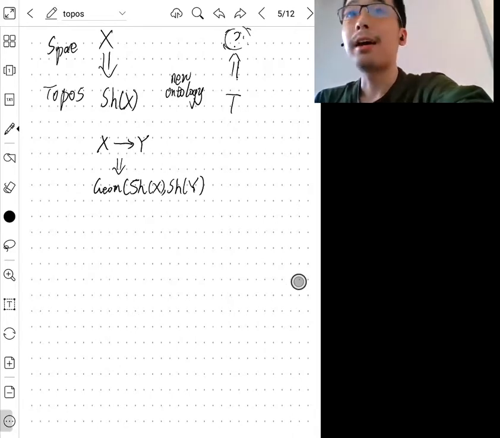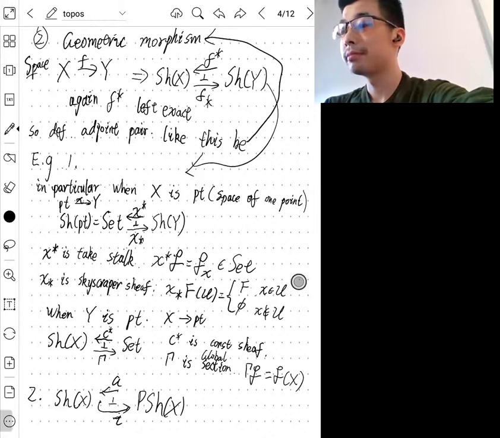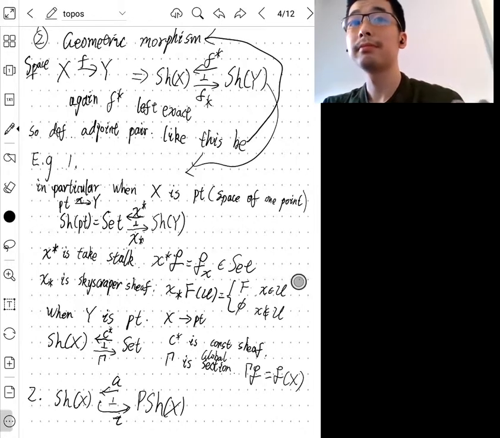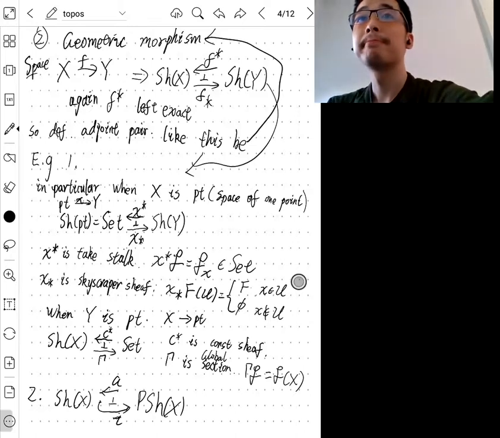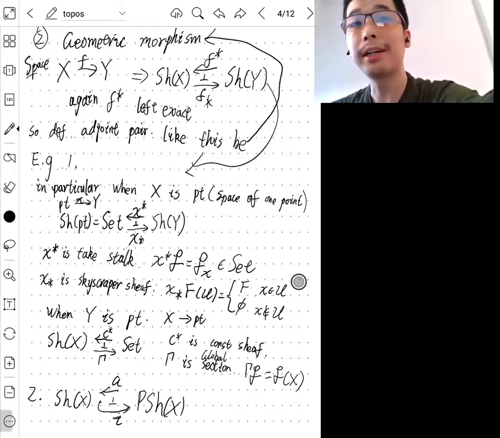Hello? Hello, yeah, any question? Yeah, I'm saying this upper star and lower star, this F star, this is a pullback and push forward, right? Yeah. Okay. So basically in the last example, when Y is a point, there you are considering this gamma as the global section. So the push forward is coming like this, you say. So yeah, the global section is the push forward.